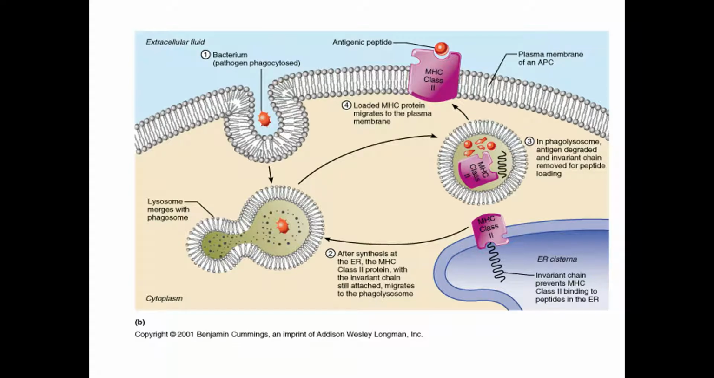Now, your MHC class 2, you have your phagocytic cell. It phagocytizes your little bacterium from the extracellular environment. You have the fusion of that phagosome with your lysosome. The internal components get destroyed. Right? You break down that bacteria into its individual peptides and carbohydrates and lipids and nucleic acids.